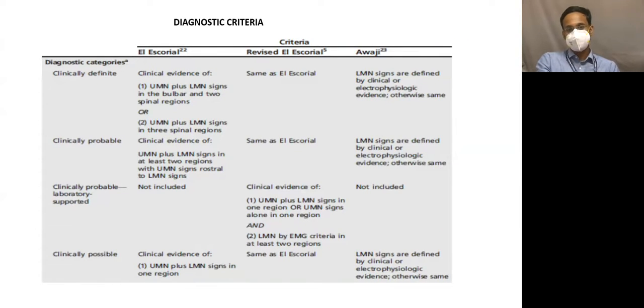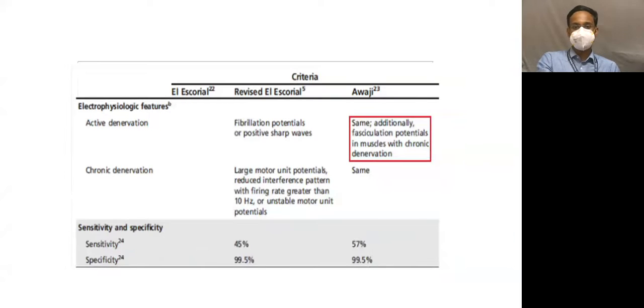From the 1990 criteria to 2006, what we understood was that if you go by this criteria, you have to actually wait for the patient to progress through all these stages before we are able to say that the patient has clinically definite ALS. So the problem was that it had very good specificity in ruling out mimics, but the sensitivity was poor.